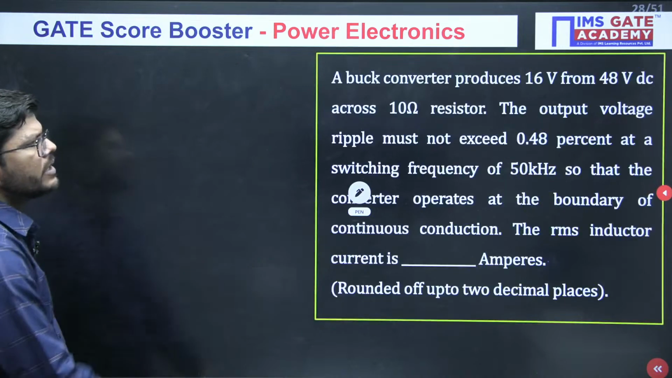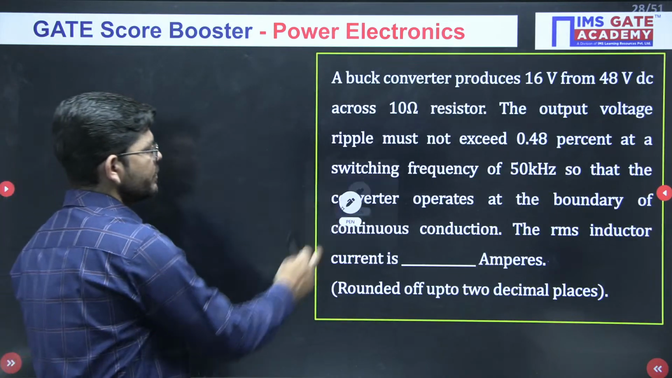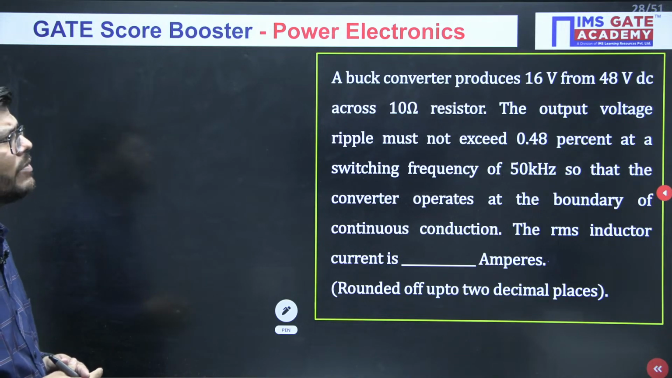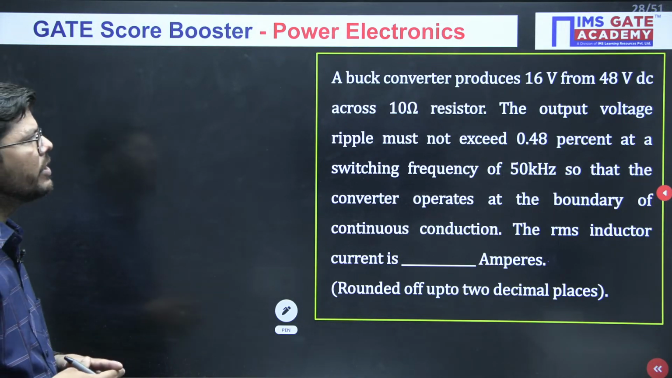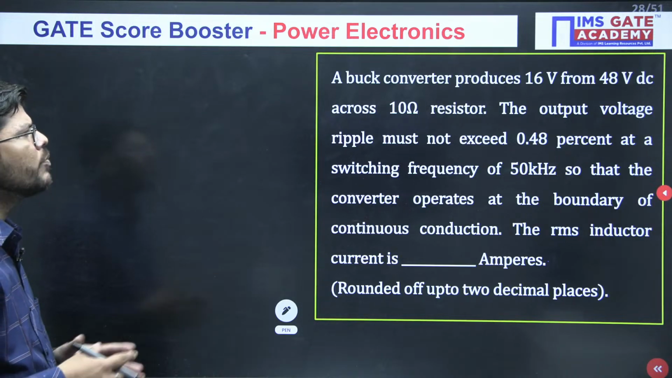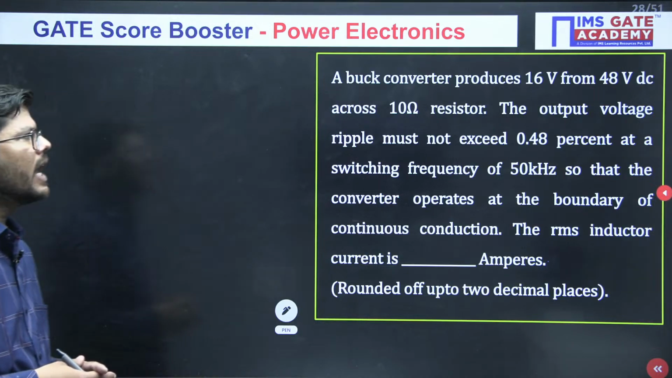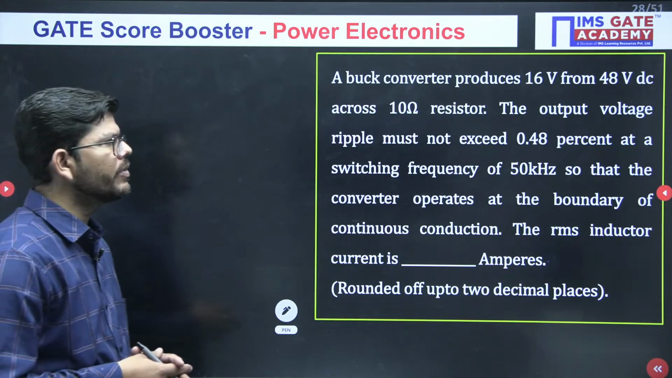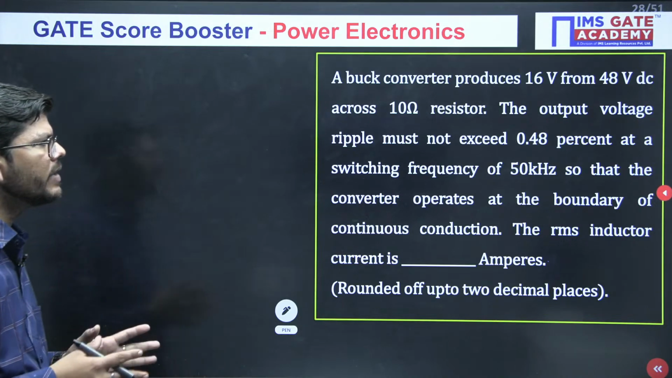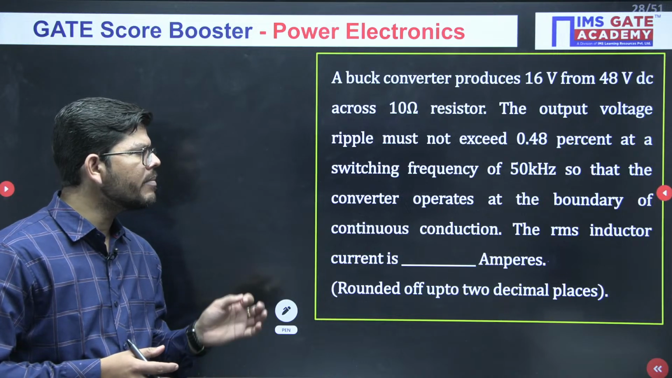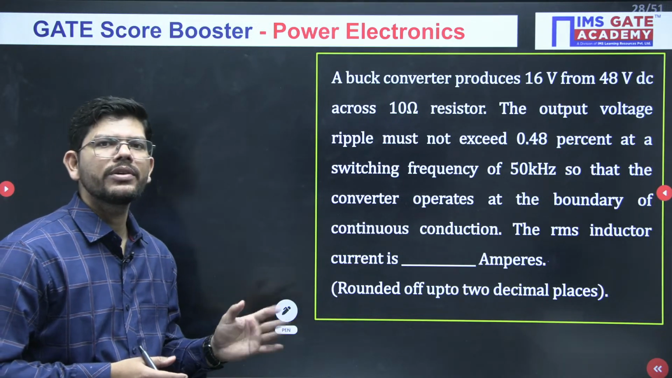Very good. So let's talk about the next question. A buck converter produces 16 volt from 48 volt DC across a 10 ohm resistor. The output voltage ripple must not exceed 0.48% at a switching frequency of 50 kilohertz, so that the converter operates at the boundary of continuous conduction. The RMS inductor current will be what?